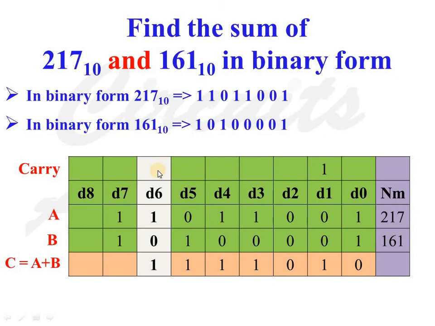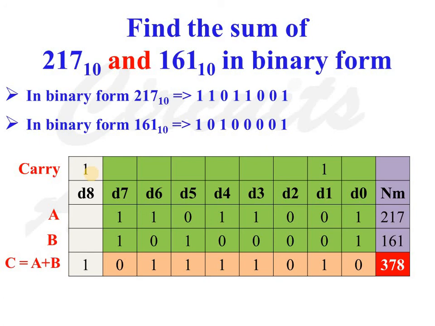So for the next significant bit, carry in is equal to 0. D6 bits of A and B are 1 and 0 respectively. So 0 plus 1 plus 0 is equal to 1, sum bit is equal to 1, carry out is equal to 0. So for the next significant bit, carry in is equal to 0, 0 plus 1 plus 1. 1 plus 1 is equal to 10. So sum bit is equal to 0, carry out is equal to 1.